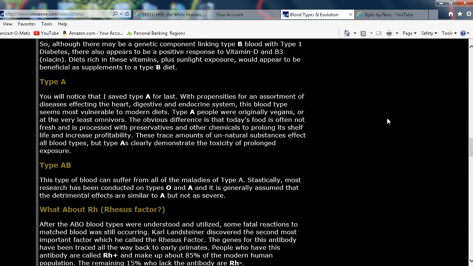Diets rich in these vitamins plus sunlight exposure would appear to be beneficial as supplements to a type B diet. Now, type A, you will notice that I saved type A for last, with propensities for an assortment of diseases affecting the heart, digestive, and endocrine system.